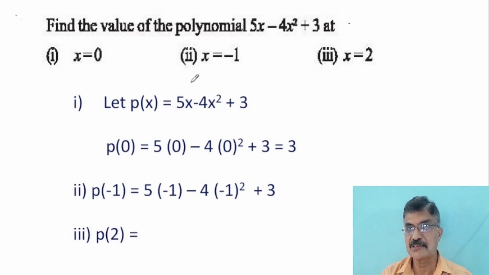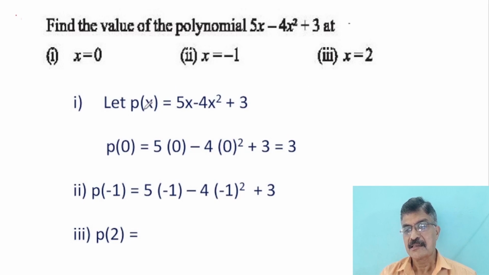5 into 0. Substitute x with 0 here. Here it is 0. Minus 4 into 0 squared plus 3. Then we will get the answer as 3. Don't confuse this with an equation. This is not an equation. This is an expression. I keep the name of this expression as p(x).